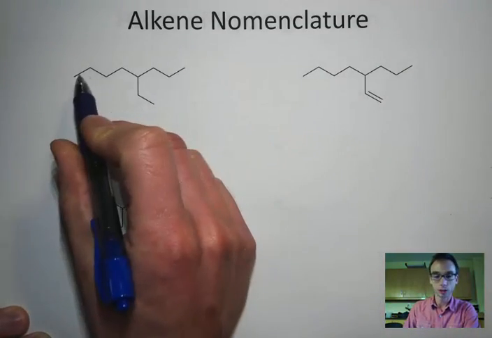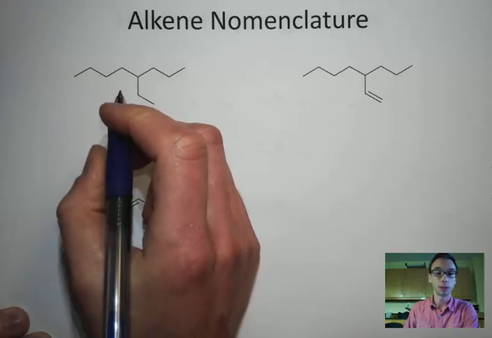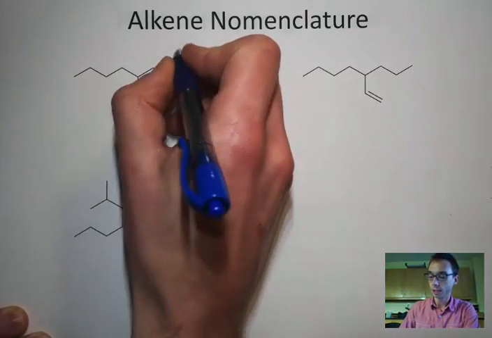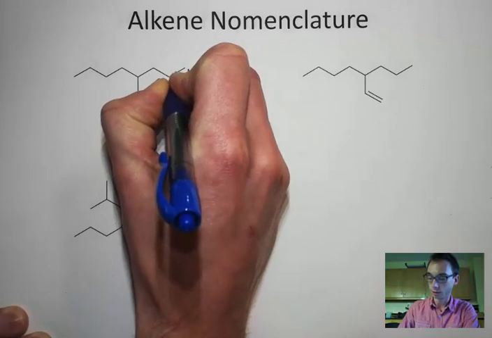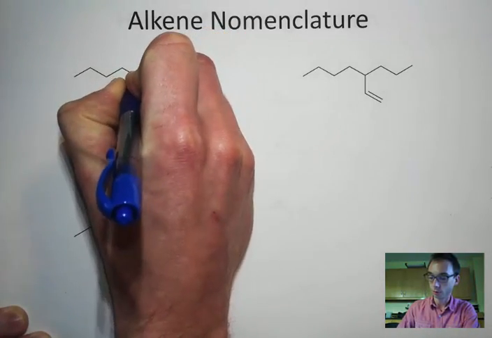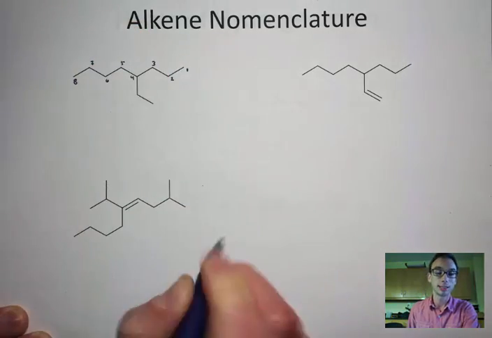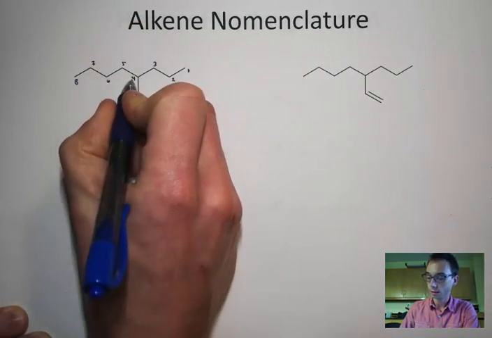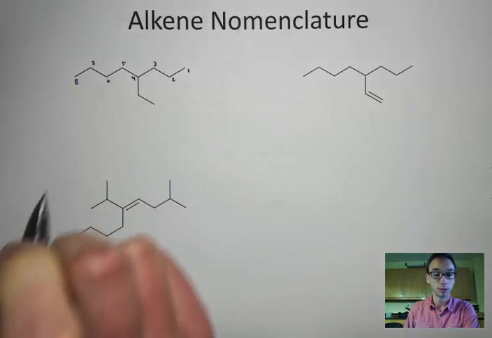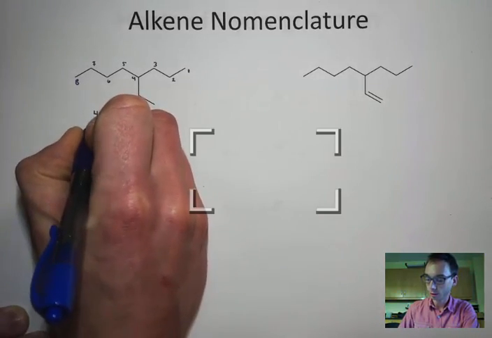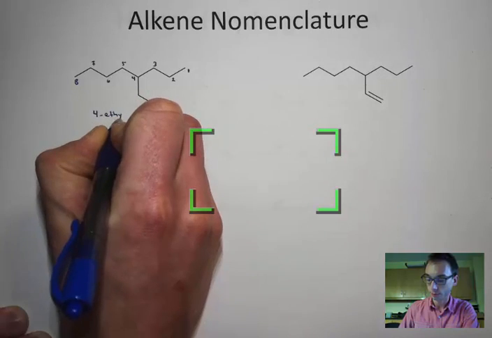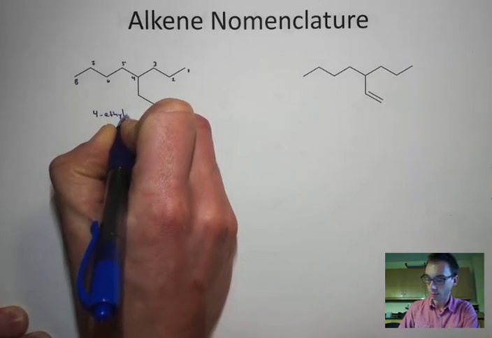So here's a molecule that you should know how to name already. If I was to go through and name this, I would start counting carbons here: 1, 2, 3, 4, 5, 6, 7, 8. So 8 is the longest carbon chain. There is a substituent at the 4 position, which is ethyl. So this molecule, and you should know this by now, is 4-ethyloctane.